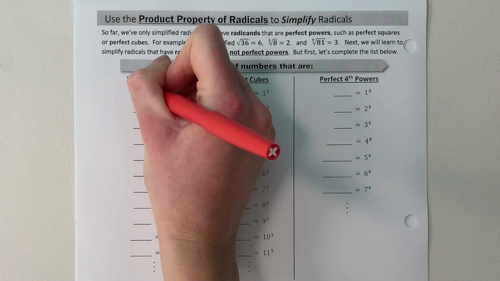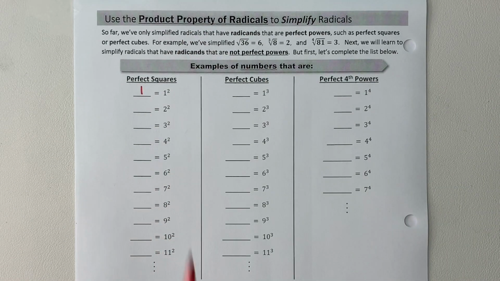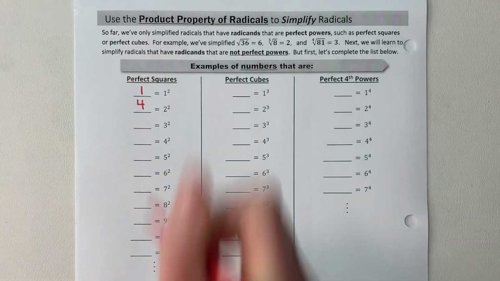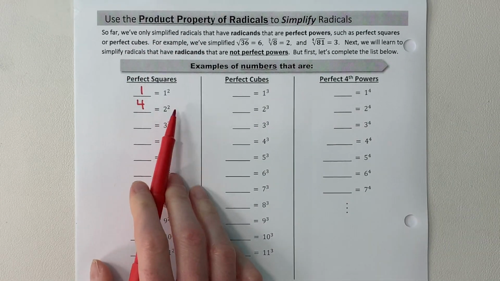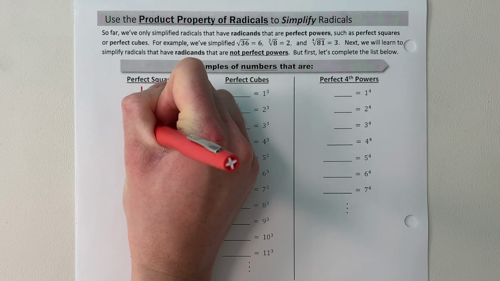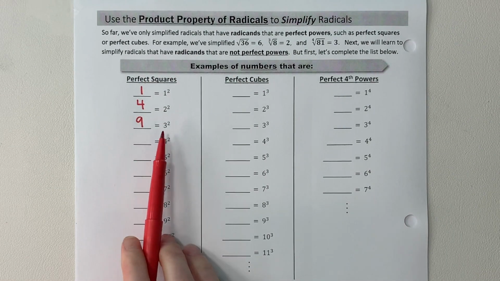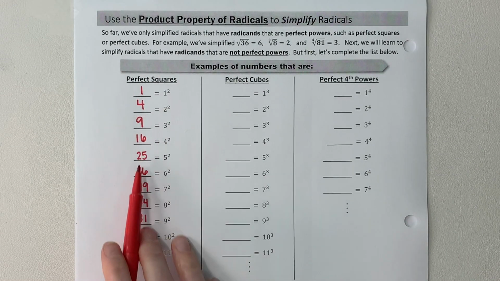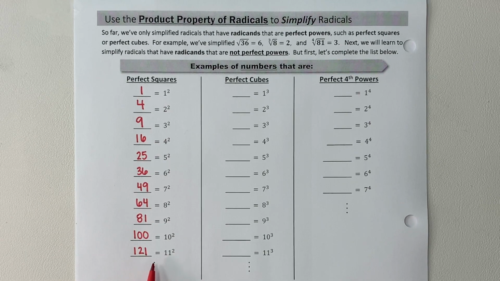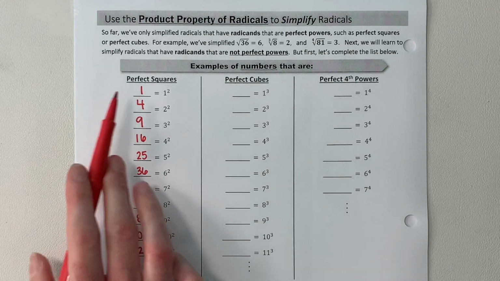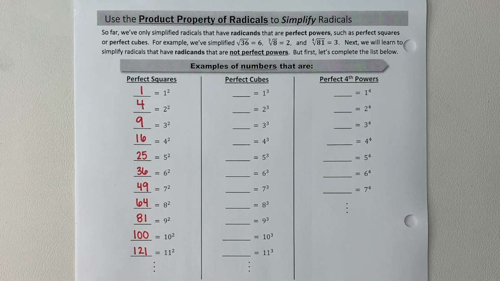So for example, 1 is a perfect square because we can write 1 as 1 squared. 4 is also a perfect square because we can write 4 as 2 squared. 9 is also a perfect square because we can write 9 as 3 squared. And I've continued listing our perfect squares here. We could go on indefinitely, but this gives you a good idea of some of the most common perfect squares that you'll see.